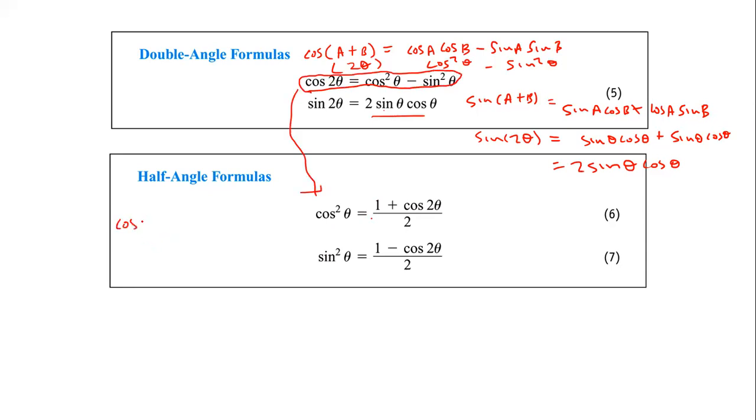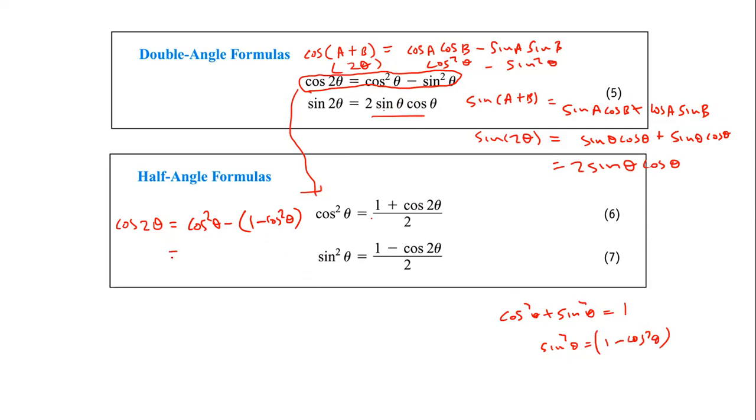Cosine 2 theta equal to what? Cosine square theta minus, instead of sine square theta, I'm going to put 1 minus cosine square theta, right? I can replace sine square theta because I know that cosine square theta plus sine square theta equal to 1, right? So sine square theta is equal to 1 minus cosine square theta, correct?